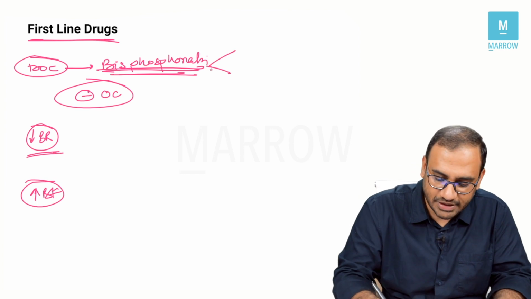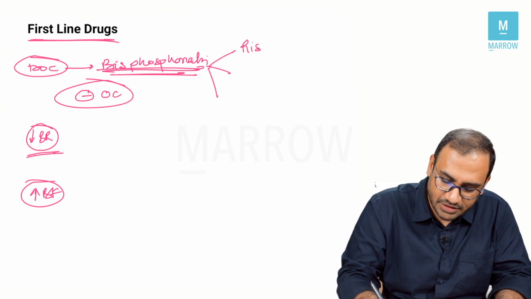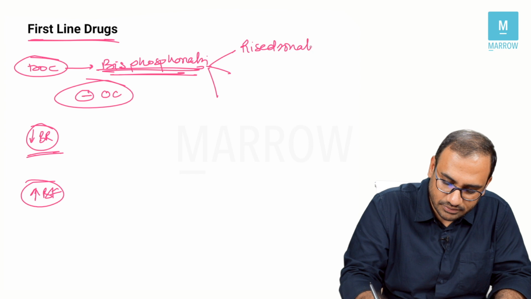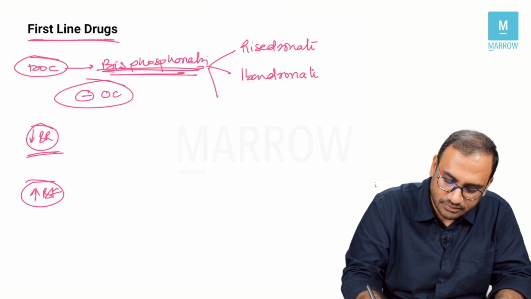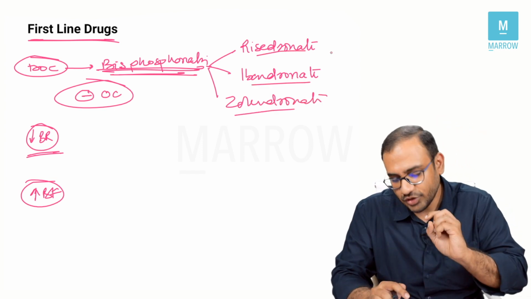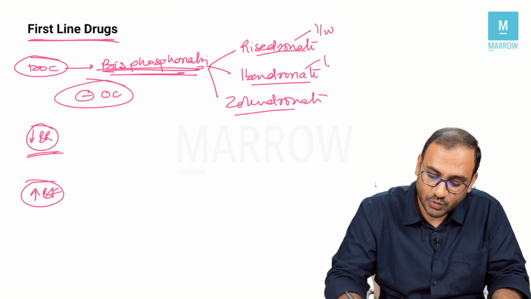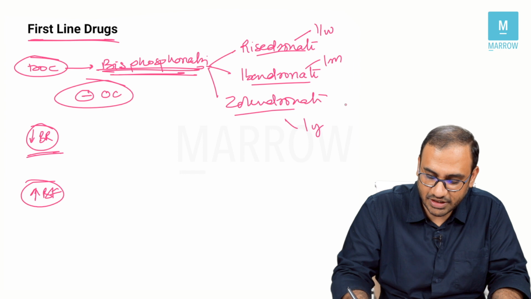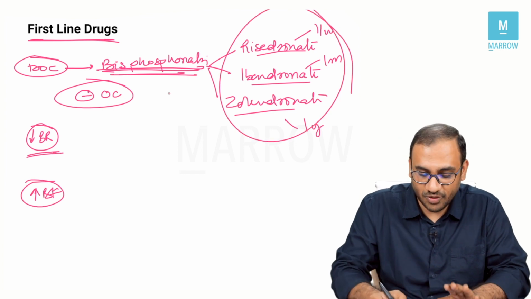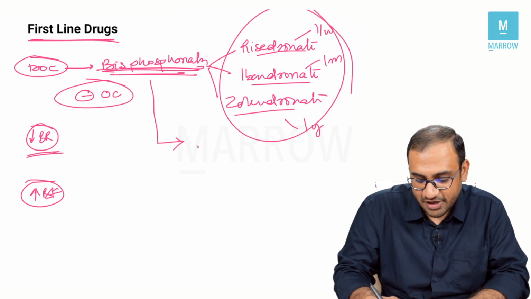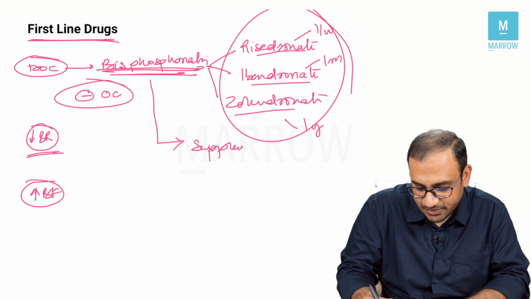I want you to remember three drugs here: risedronate, ibandronate, and zoledronate. I use any one of these three. The thing I want you to remember is the dosing. Risedronate is a once a week dose, ibandronate is a once a month dose, and zoledronate is a once a year dose. Alright. Now with this bisphosphonate, you need to add supplements.